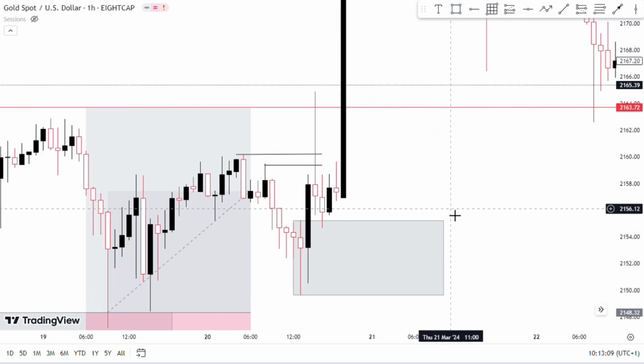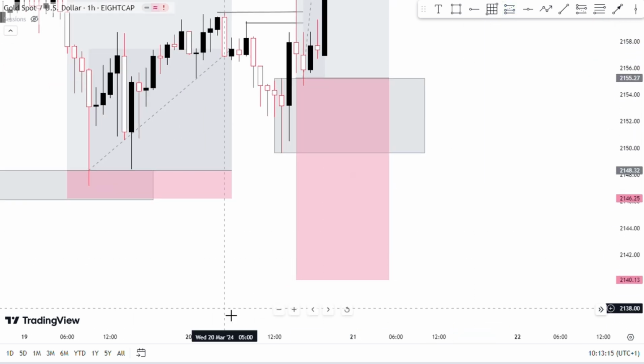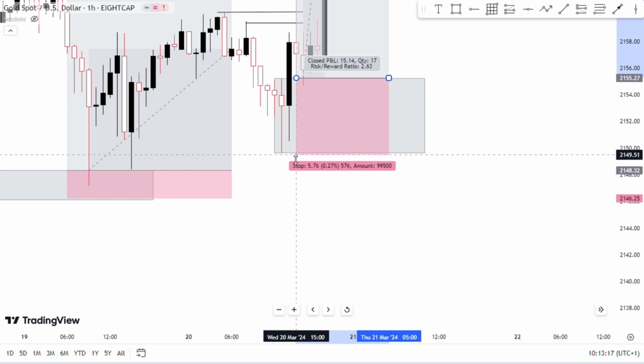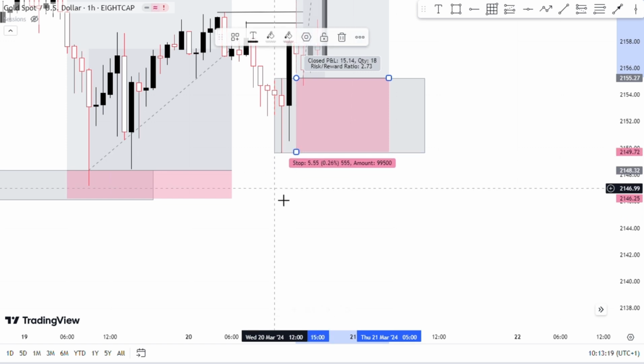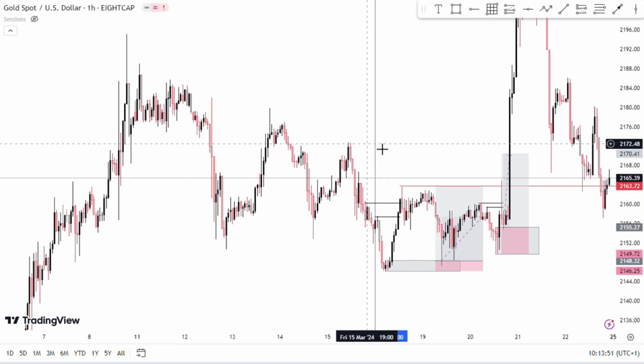And then if you also like to make use of this order block, you're going to set your entry here, and also you're going to set your stop loss, and also your take profit. So we're going to set our take profit here.